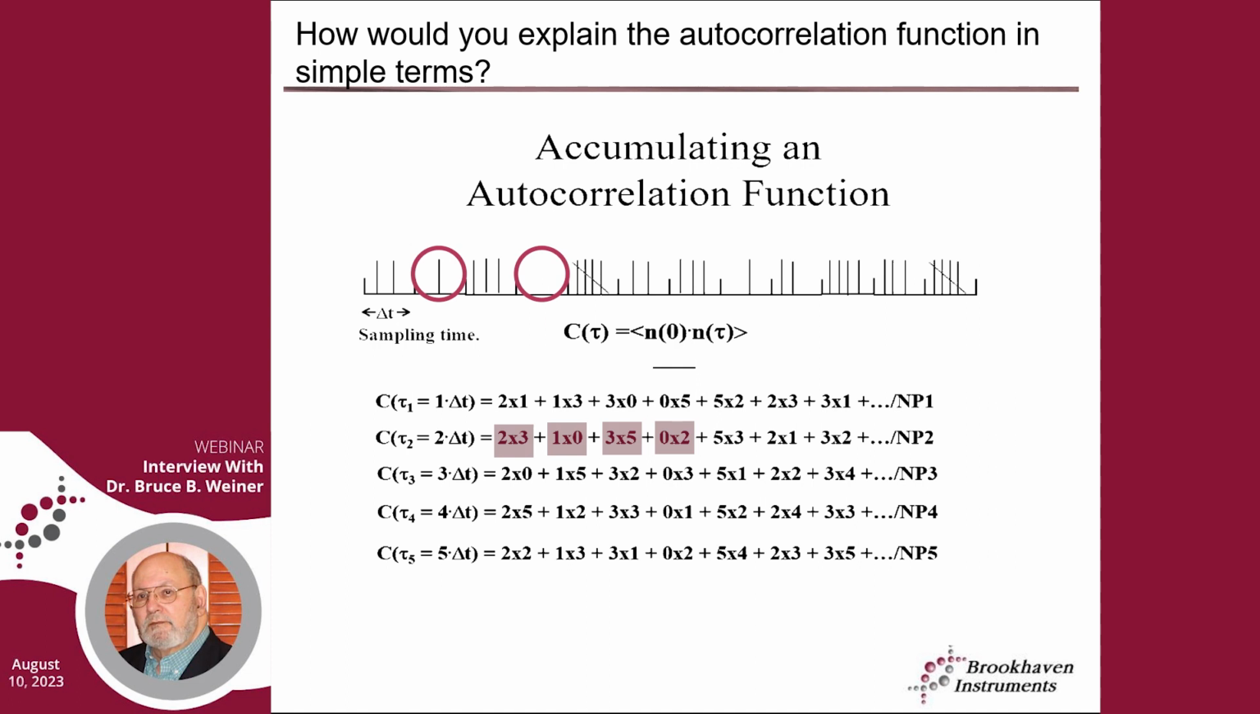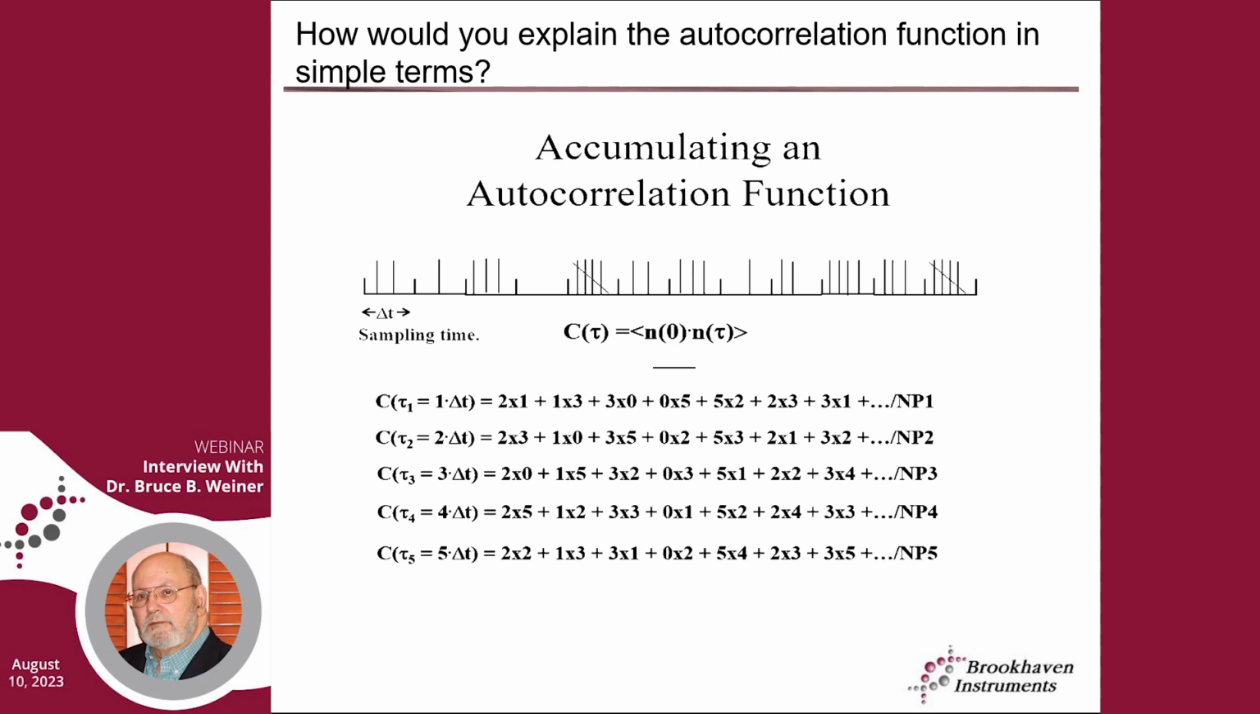Okay. If you do this for a number of bin times, 1 delta t, 2 delta t, 3 delta t, up to M delta t, M will give you the number of channels in your correlator. And so this is how you accumulate an autocorrelation function. It's not a hard concept statistically. It's the ensemble average of the number of photopulses at some initial time times the number at some delay time, as a function of that delay time.